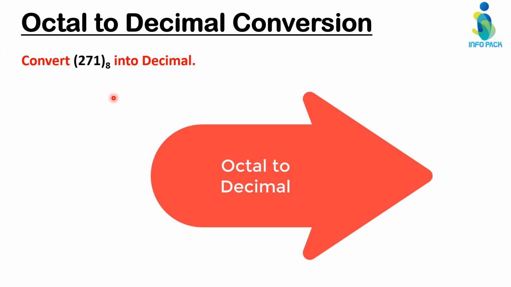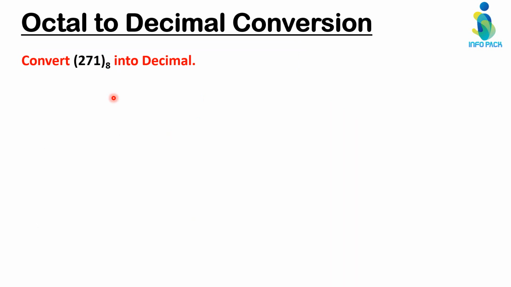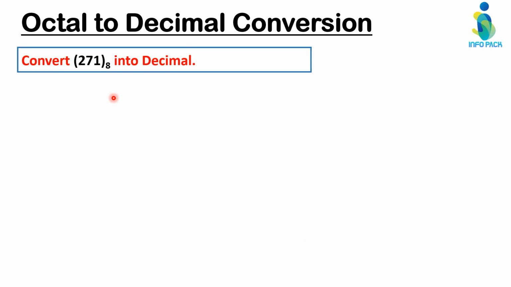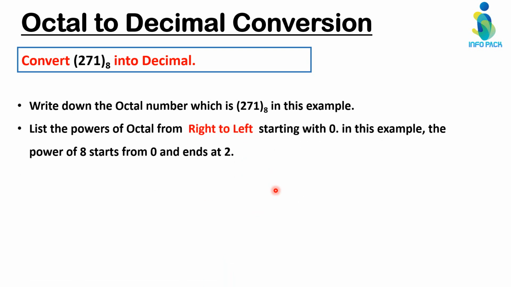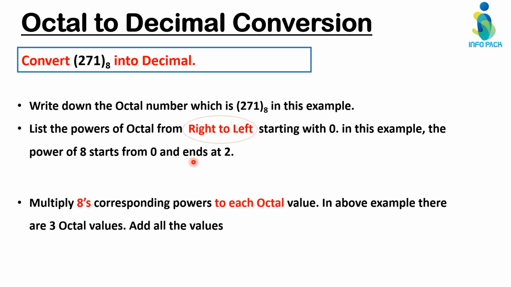Now we are going to convert an octal number into decimal. To convert an octal number into decimal, write down the octal number which is 271 in this example. List the powers of octal from right to left starting with 0. In this example, the power of 8 starts from 0 and ends at 2.